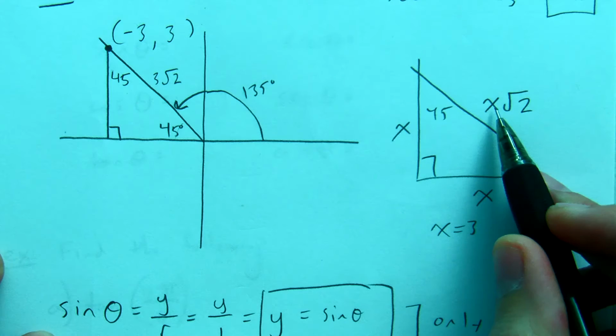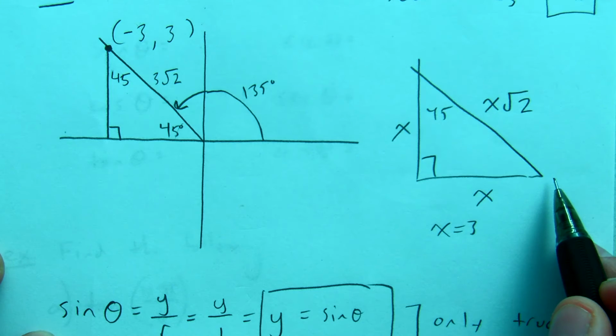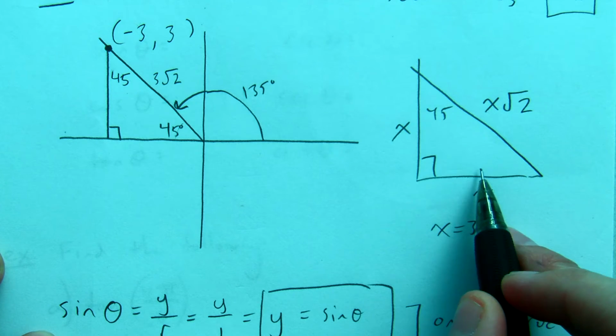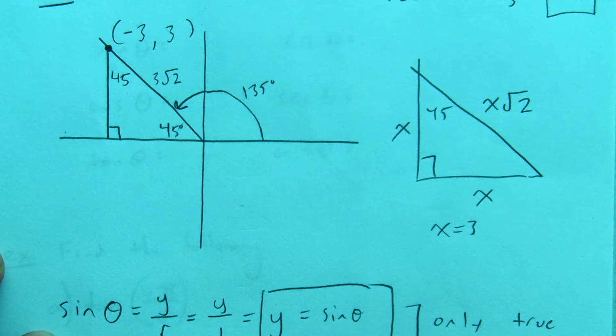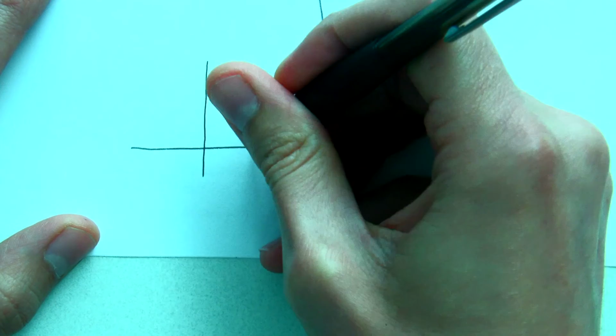I could have picked 1 over root 2 to make the hypotenuse 1, in which case each of the side lengths would have been 1 over root 2. Let's try it that way. So I'm looking for secant of 135.